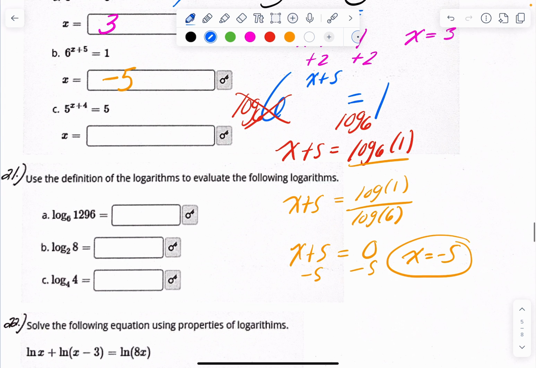Again, I'm going to solve this one the easy way. If we have 5 to the x plus 4 equals 5, it's really 5 to the first. Because these are the same base, I'll just solve using the exponents. X plus 4 equals 1. Subtract 4. X equals negative 3.